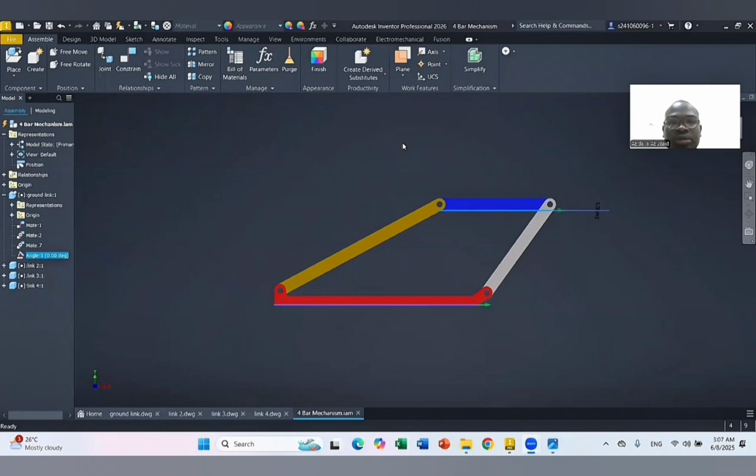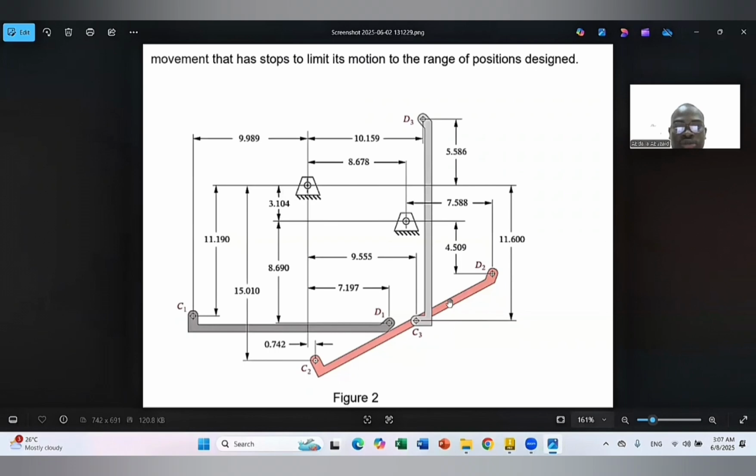Assalamu alaikum. My name is Malik Abu Zaid, and today I'm going to explain the mechanism of this 4-bar linkage. So this 4-bar linkage was designed to give the 3 specified positions C1, D1, C2, D2, and C3, D3 by ignoring the fixed pivots O2 and O4.